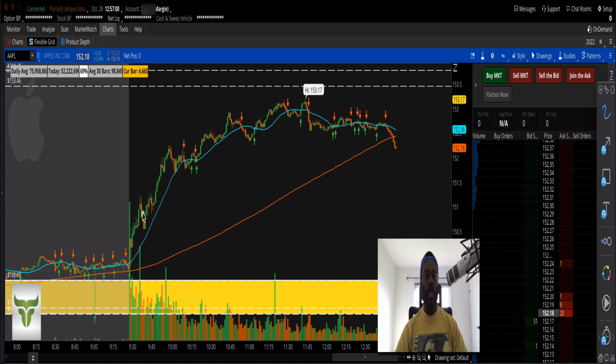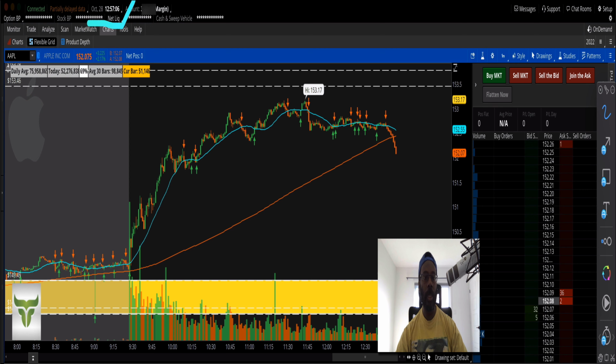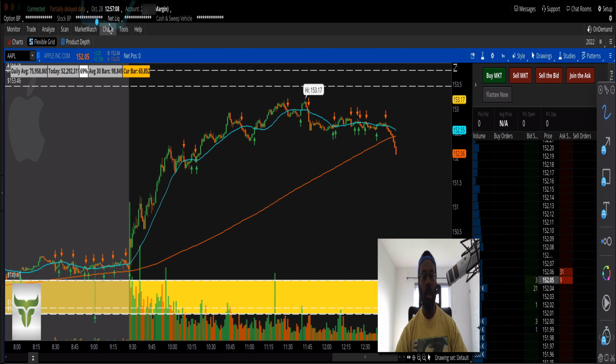So today's trade was on Apple. As you can see it right down there, and the time here is October 28th, roughly around 12:57. I'm cutting a video in real time live trading.